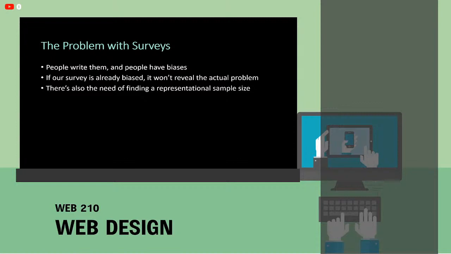Because we write the surveys, right? And so when we're writing the surveys, we're coming to those surveys with those preconceived notions, those assumptions that are worthless, right? We said they're worthless earlier. Our assumptions are worthless, but that's what we bring to our survey. So if we're only focusing on our own assumptions and not trying to get other ideas from other places, our survey in turn is going to be worthless. And it won't reveal the actual problem.